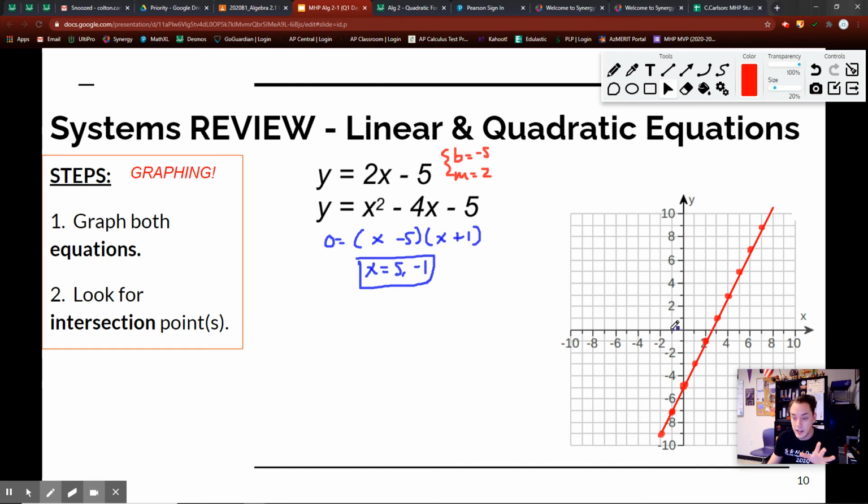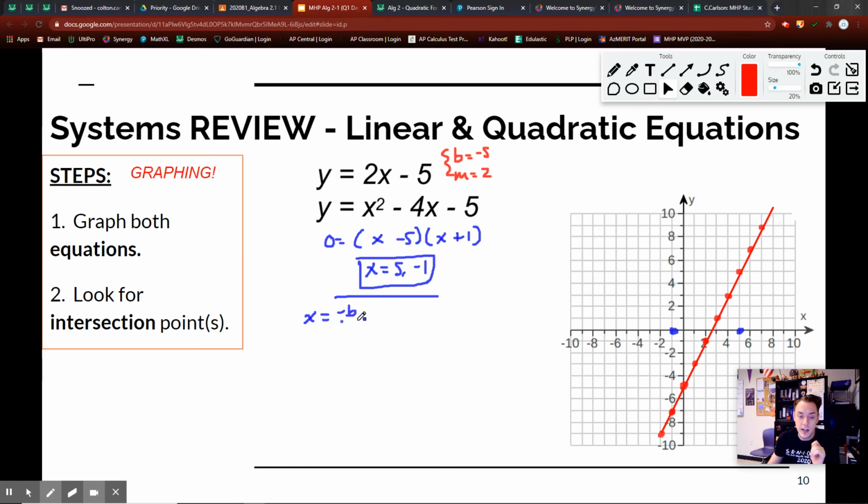So this is -1 right here. I know it's going to cross right there. And at 5, it's going to cross right there. Perfect. Awesome.